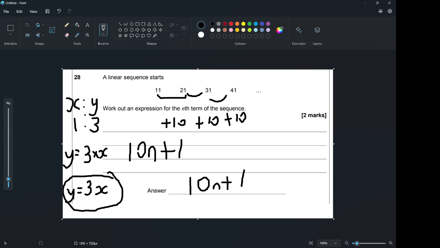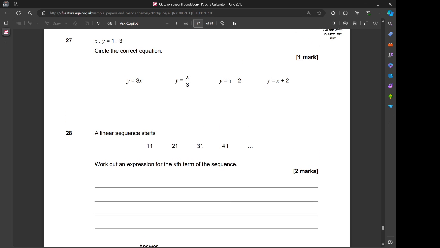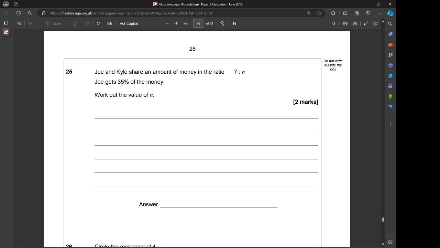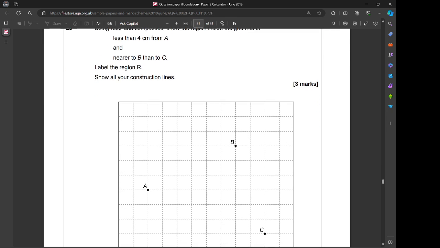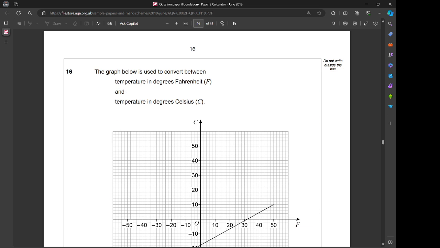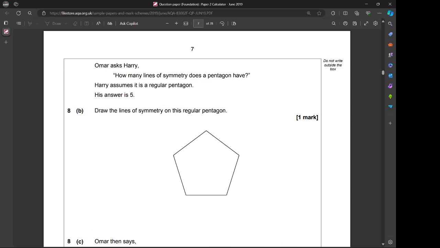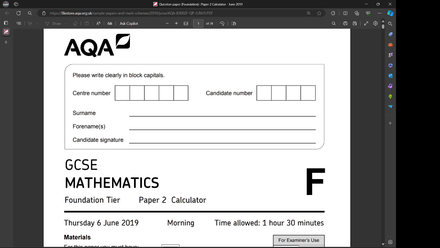So that's the end of our paper. Sorry, obviously taking a long time there. Are there any questions in the paper? That one I've skipped because I can't actually do it. But do revise your loci and constructions. That was the AQA June 2019 paper one. If you missed it, don't panic. I'll put it up here on YouTube after. Are there any questions, guys, before I go?